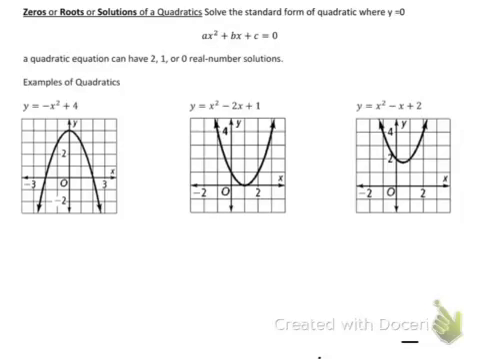9.3. Zeros, roots, solutions of a quadratic. In other words, setting an equation ax squared plus bx plus c equal to 0. Here we're going to have the possibility of 2 solutions, 1 solution, and 0 solutions. In other words, where it crosses the x-axis.